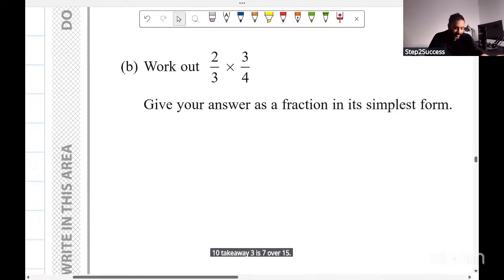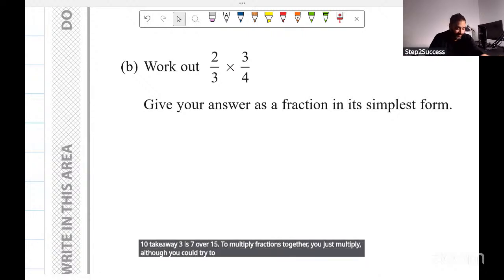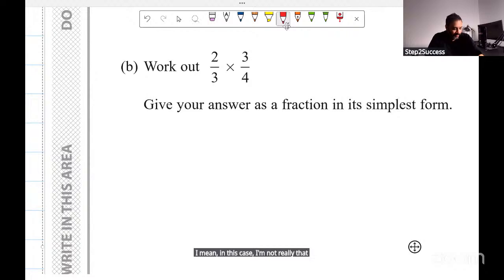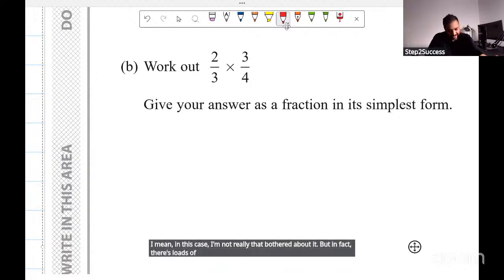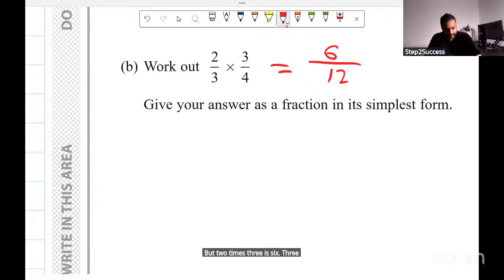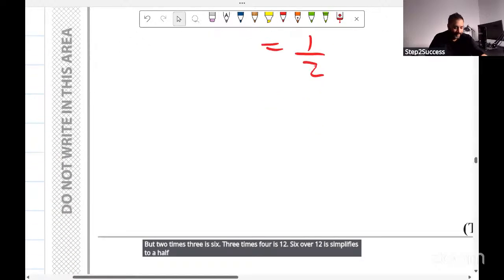To multiply fractions together, you just multiply, although you could try to simplify first if you wanted to. In this case, I'm not really that bothered about it, but in fact, loads of this simplifies. The answer's a half. But 2 times 3 is 6, 3 times 4 is 12, 6 over 12 simplifies to a half. So we've got there.